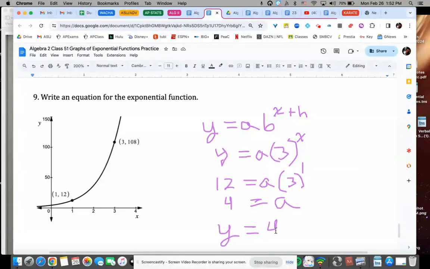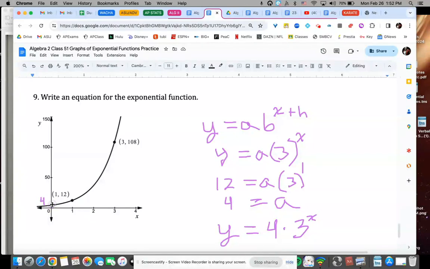So if a is 4 and my rate is 3 and I don't have any shifting at all, is that going to work, right? Let's take a look. If I take 1 and put it in for x, that'll give me 12, so that works. If I take 3 and put it in for x, 3 times 3 times 3, right? That's going to be 27 times 4. Yeah, that's 108 as well. So 3 to the third power times 4 is 108. So that actually works.